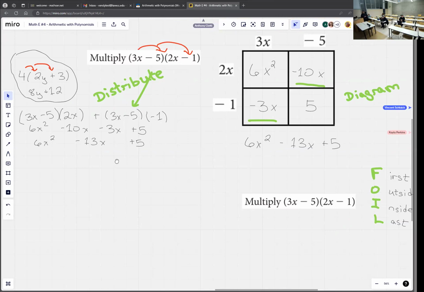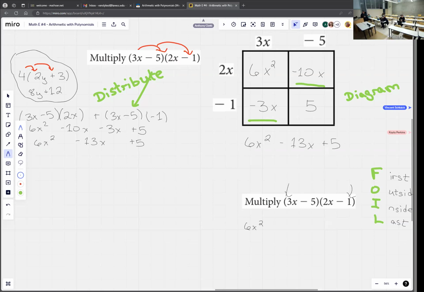So what's first? The first ones are 3x and 2x. So we'll multiply those, so that's first. 3x times 2x is 6x squared. Now we do outside, so the outside of this. See how those are the outside of the whole thing?